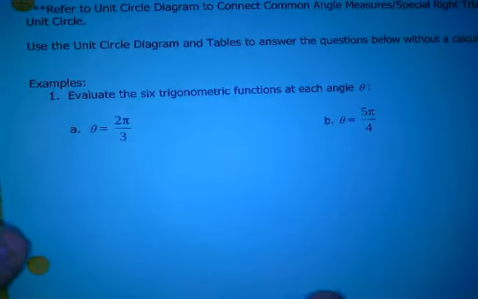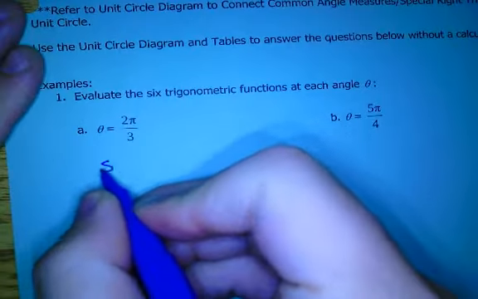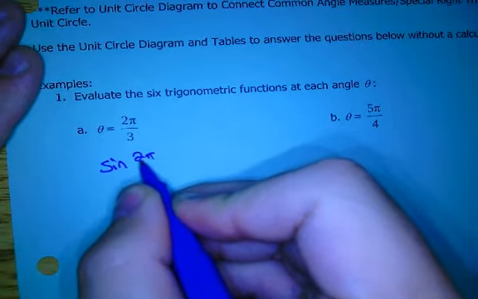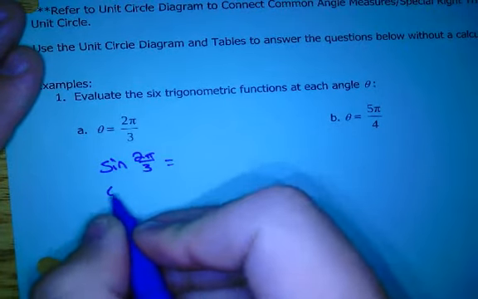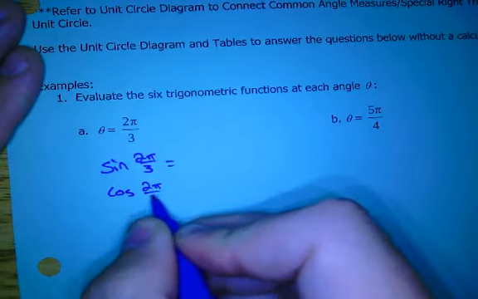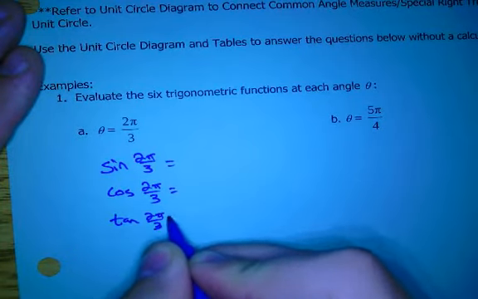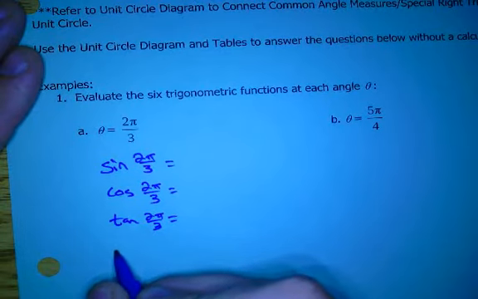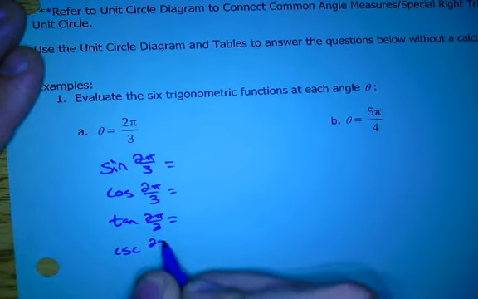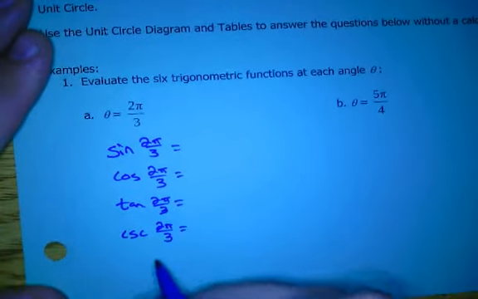Okay, so let's go ahead and evaluate our 6 trig functions. So I need to know what sine of 2 pi over 3 is. I'm going to write all these down first. I need to know what cosine of 2 pi over 3 is. I need to know what tangent of 2 pi over 3 is. I need to know what cosecant of 2 pi over 3 is.